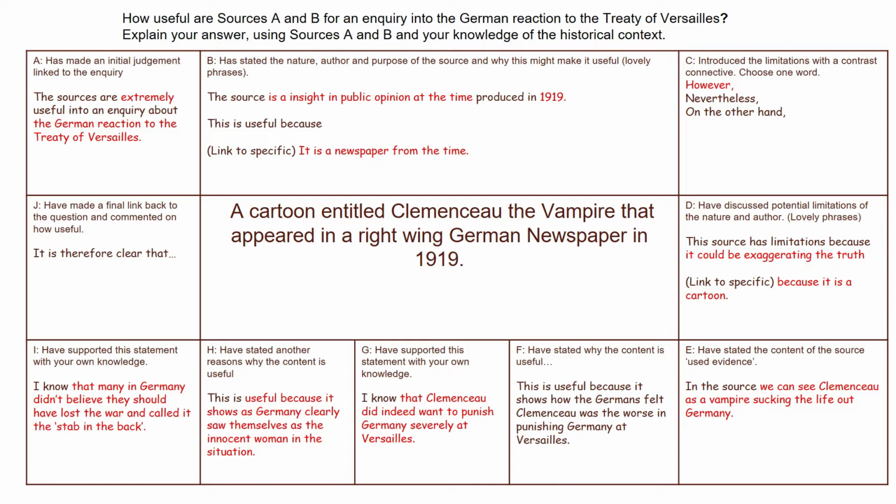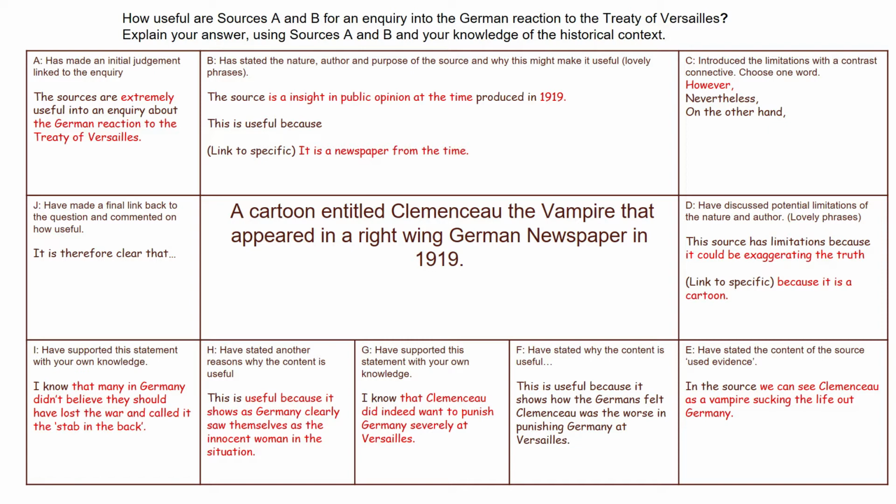In the source, we can see Clemenceau as a vampire sucking the life out of Germany. So remember, state the content of it. This is useful because it shows how the Germans felt Clemenceau was the worst in punishing Germany at Versailles. Then I'm going to support that with my own knowledge. So I know that Clemenceau did indeed want to punish Germany severely at Versailles.